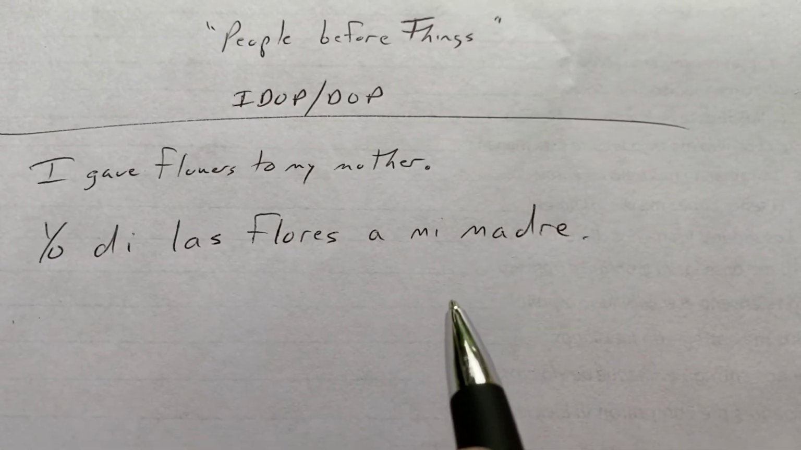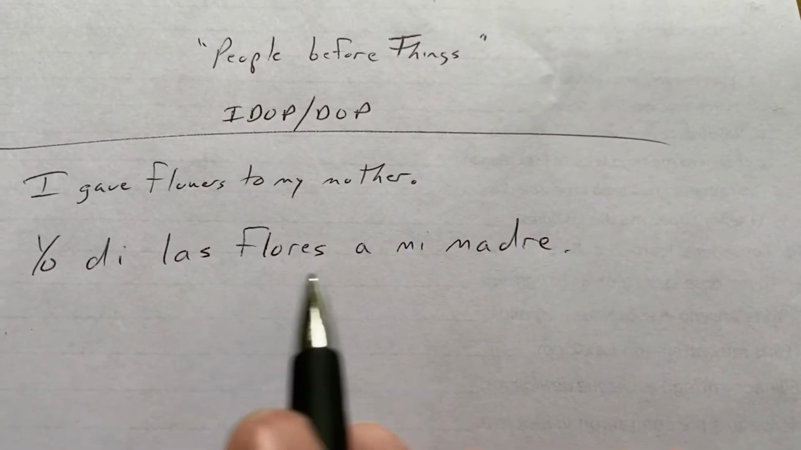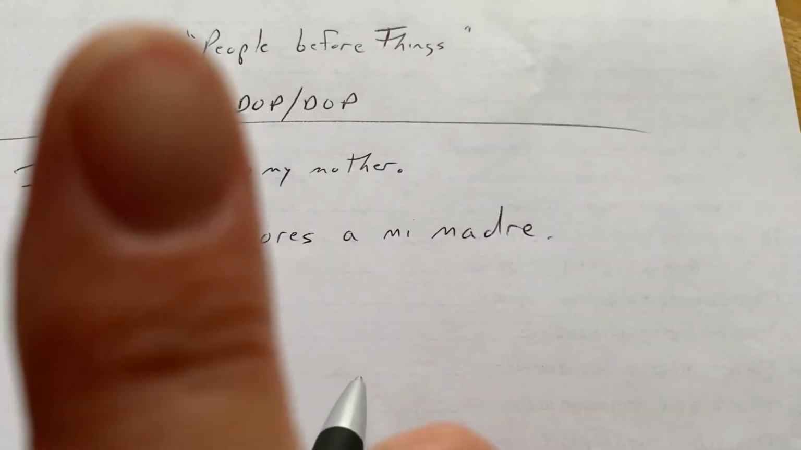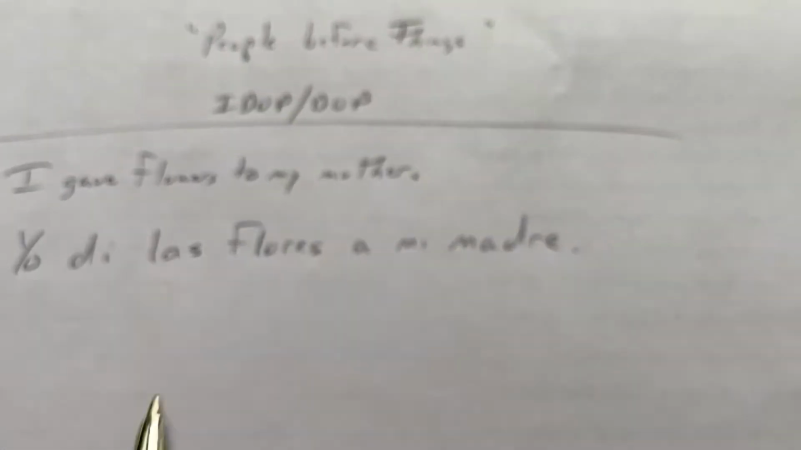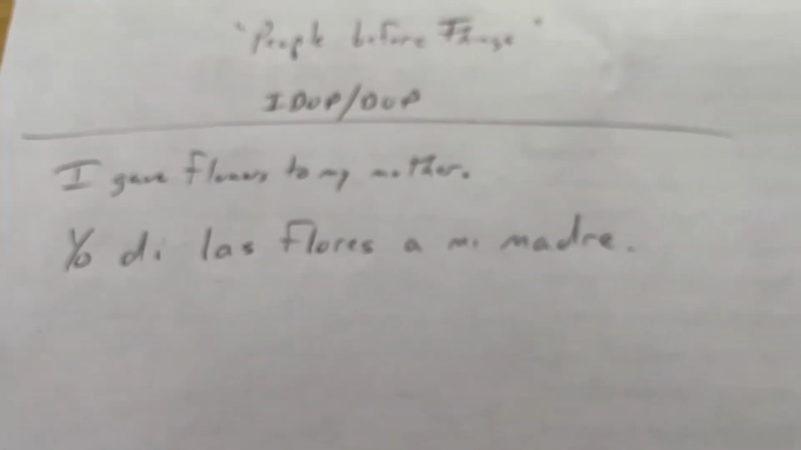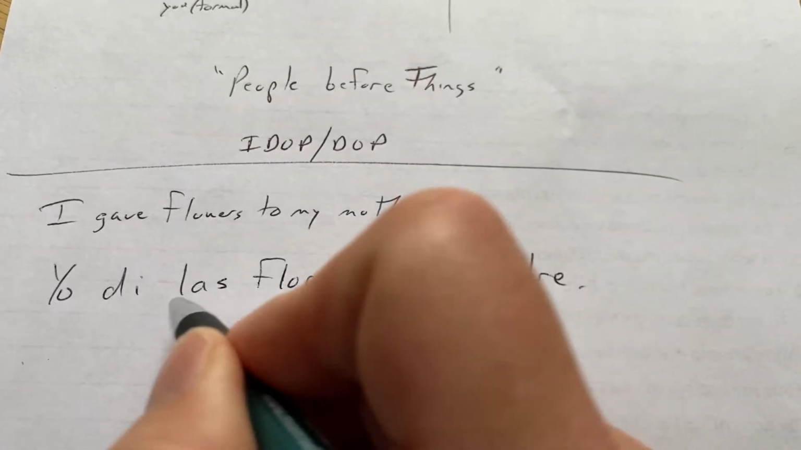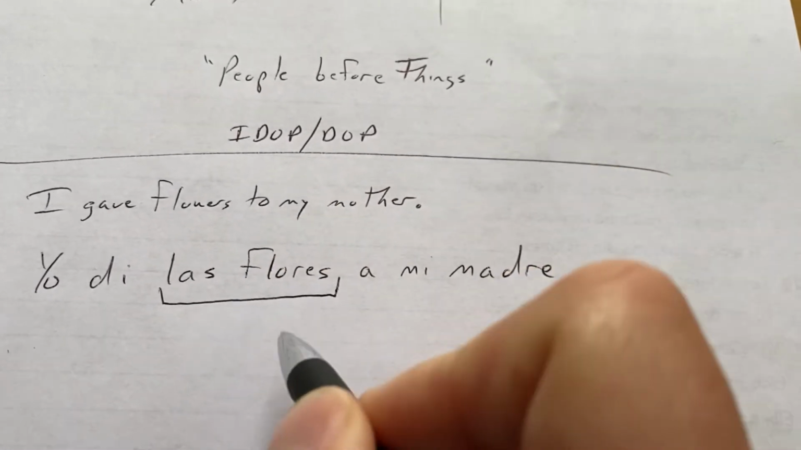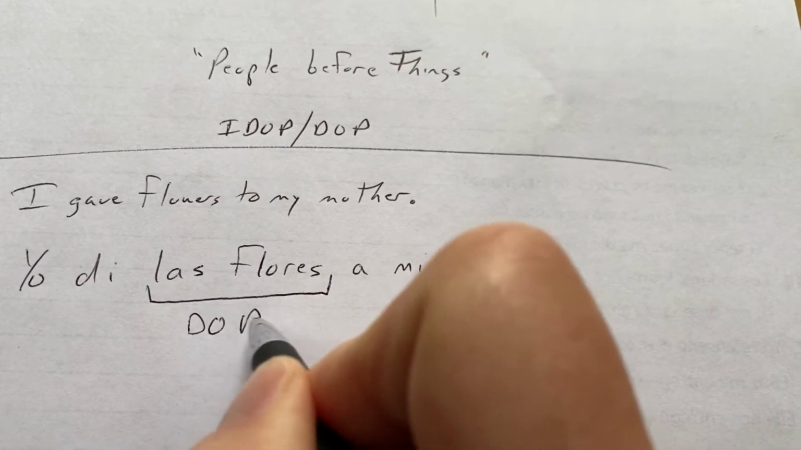Now this sentence is almost correct. It flows. Yo di las flores a mi madre. But it is missing one little thing. All right, and I'm going to tell you something. So let me mark these off here. This is what you're giving. This is a direct object.